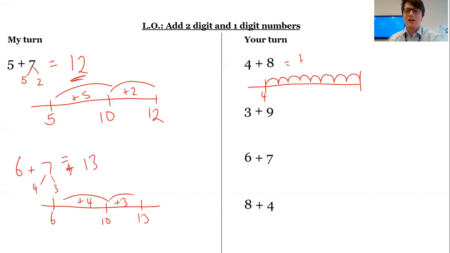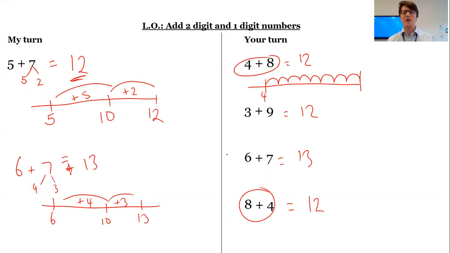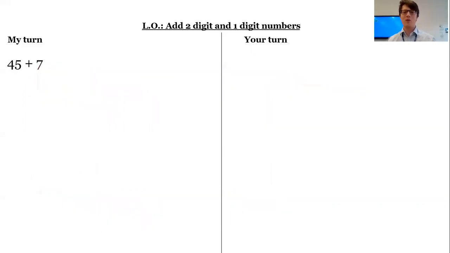Okay, here we go. 4 add 8 is 12. 3 add 9 is also 12. 6 add 7 we've just done is 13. And 8 add 4 is also 12. Notice this one and this one are exactly the same. They're just the numbers are the other way around. That doesn't matter in addition. Whichever way around you do it, you get the same answer. So that leads us back to a question like this.